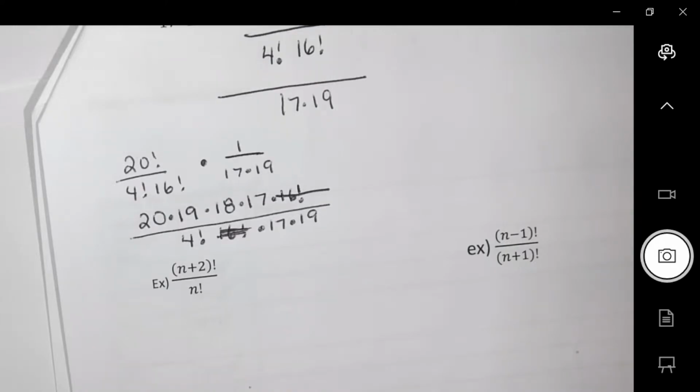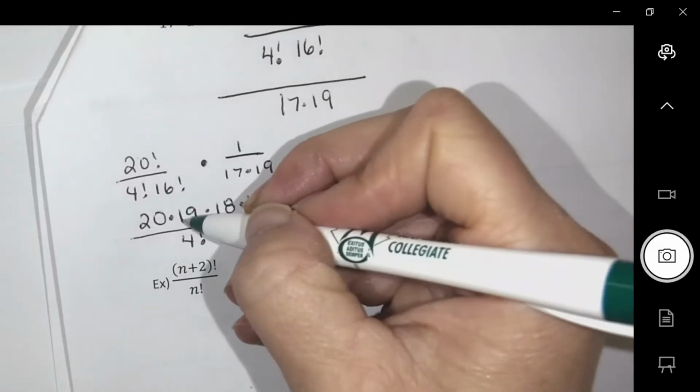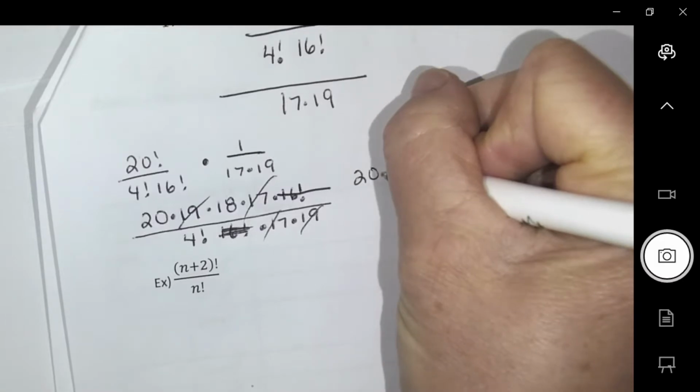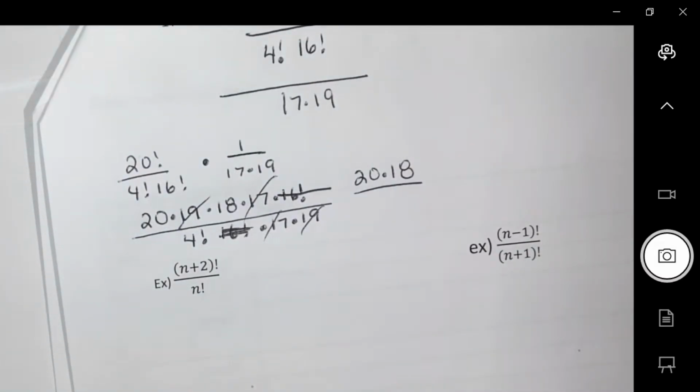Okay? Now, just the number 17 would be gone. Just the number 19 would be gone. So I think I better also do 4, 3, 2, 1 on the bottom.